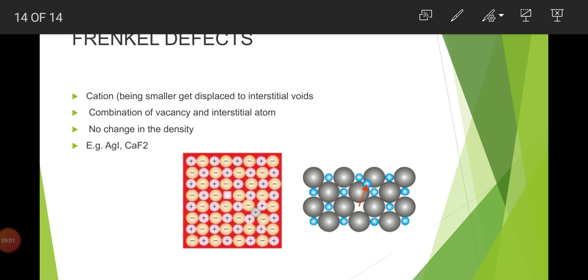There will be no changes, because here just a hole or electron moves from its place to another place, a combination of, you can see, the interstitial form, and no change in the density, like I said.